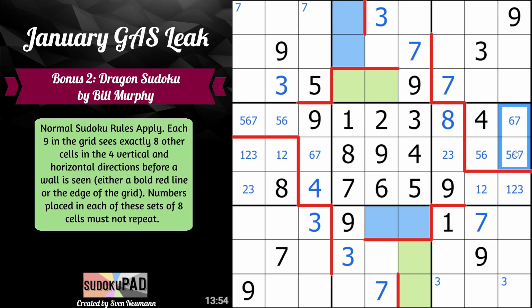3, 7 means whatever this digit is, it's somewhere in here. But what do we know about this digit? It's either 1, 2, 6, or 8. 1, 2, 6, 8. Hmm.